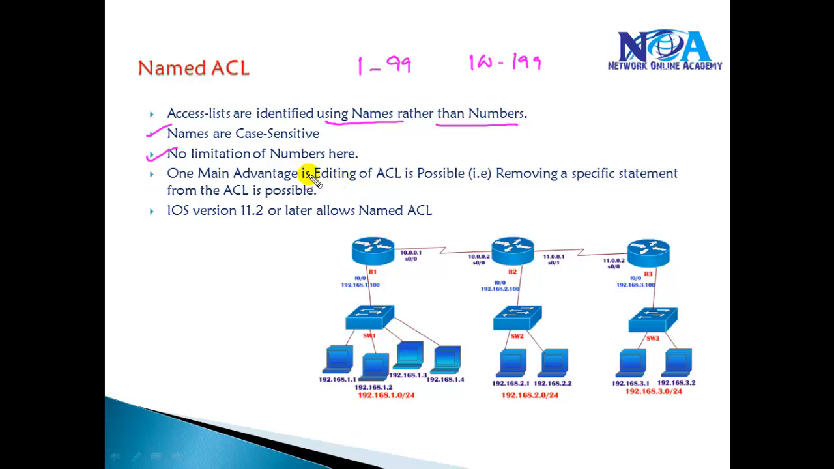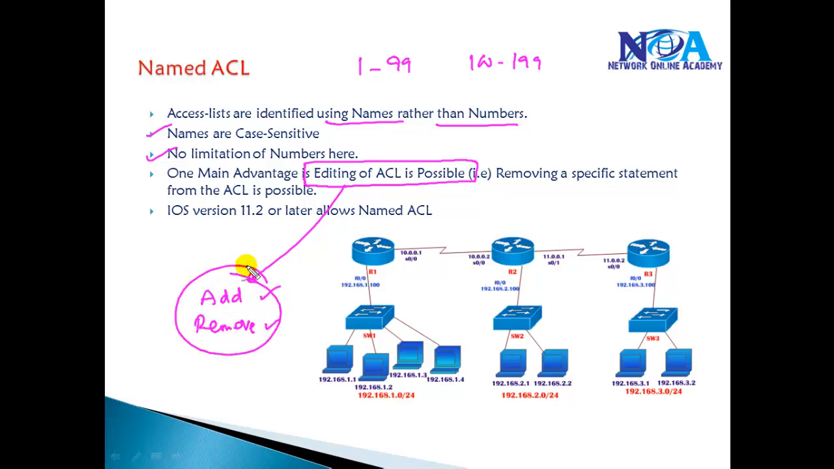And one of the major advantages we get in the named ACL is that editing of the ACLs is possible. The meaning of editing is that we can selectively add any specific line in between, or we can selectively remove any one specific line in between, which is not present in the numbered ACLs. So that's one of the major advantages we get in case of named ACLs, where we cannot do that in the numbered ACLs. We'll see some examples of how to do this, and mostly from IOS 12 versions or later IOS versions, probably your named ACL is supported.